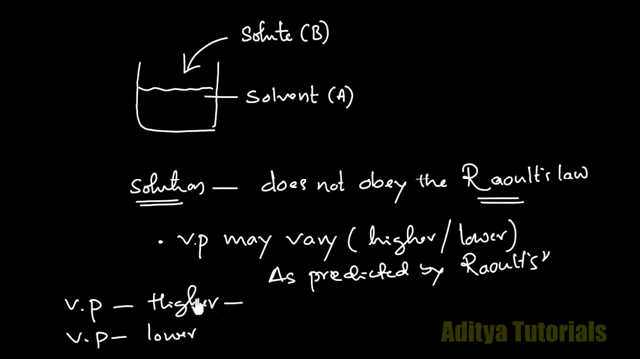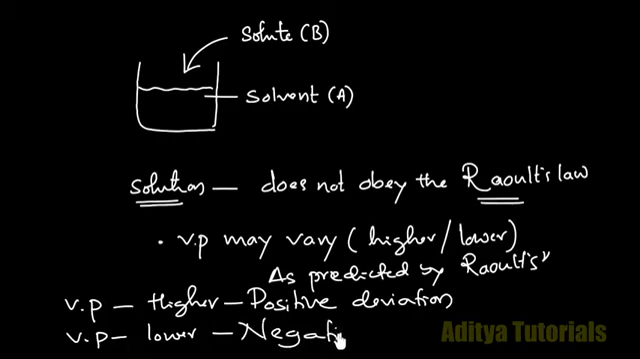assume that if the vapor pressure of the solution is higher, the solution exhibits positive deviation. I will explain what a positive deviation is. And if the vapor pressure is lower, then it exhibits negative deviation. We'll see some parts here. First, I will discuss what positive deviation is, and that can be explained by using a graph.